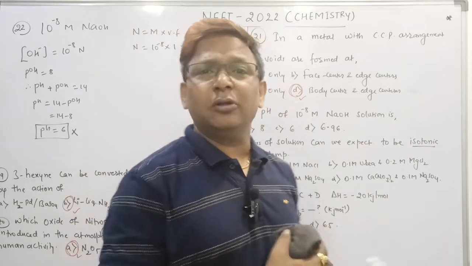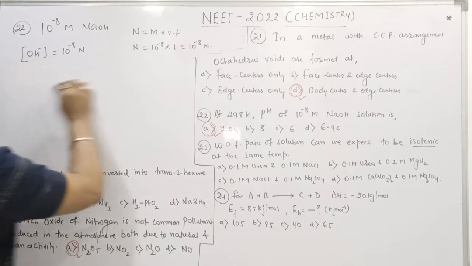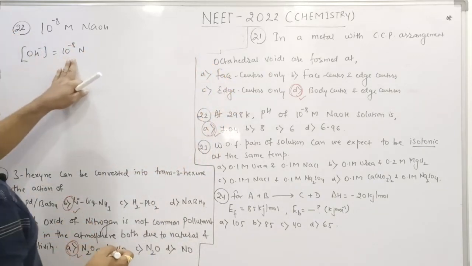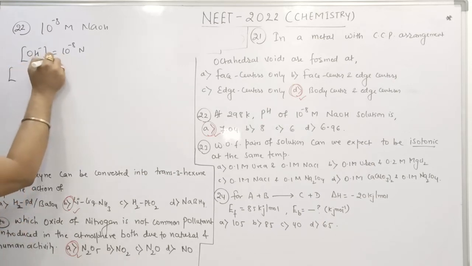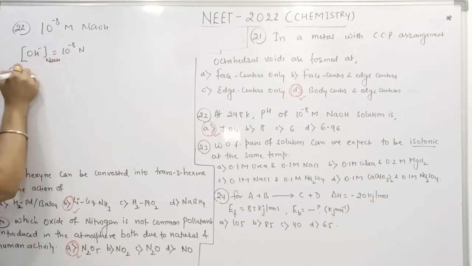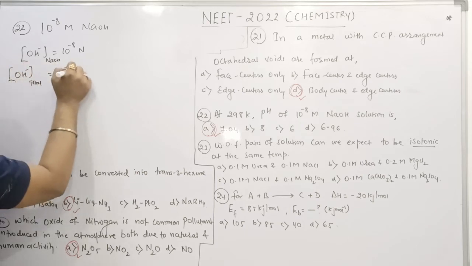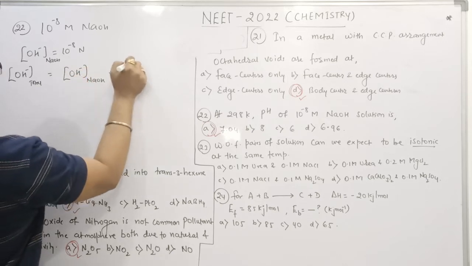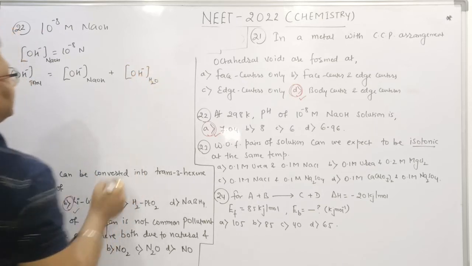But now I'll tell you how we got 7.04. That one I'll explain to you. How we got it means, if such a case is there, you have to go with the concept. What is the concept? The concentration of OH minus is 10 to the power of minus 8, coming from NaOH. So you should get the total OH minus ion concentration. That is, the OH minus ion concentration we are getting from NaOH, plus the OH minus ion from the water, since it is dissolved in water.